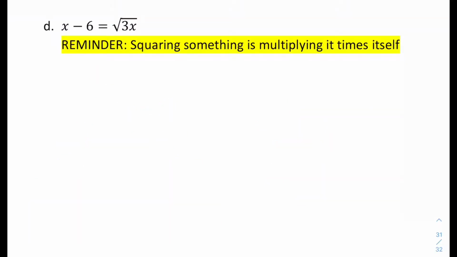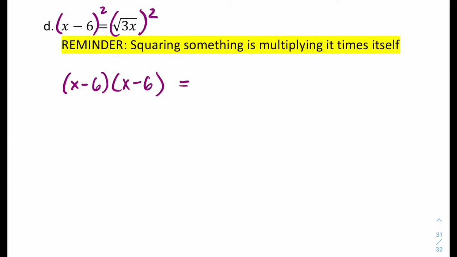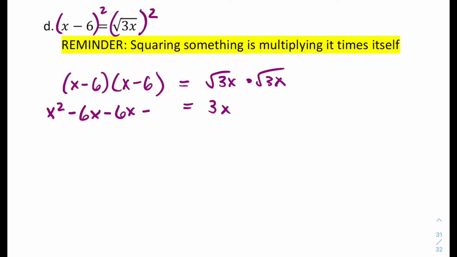Here we have another one where one side is inside a radical and the other is not. So I'm still going to need to square both sides to undo my radical. And if you square x minus 6, remember you're multiplying that entire binomial times itself. But on the right-hand side, that just gives you 2 factors that are the same inside your radical, and you just get 3x. So when you multiply x minus 6 times x minus 6, make sure you multiply it all out and get your middle term of -12x.